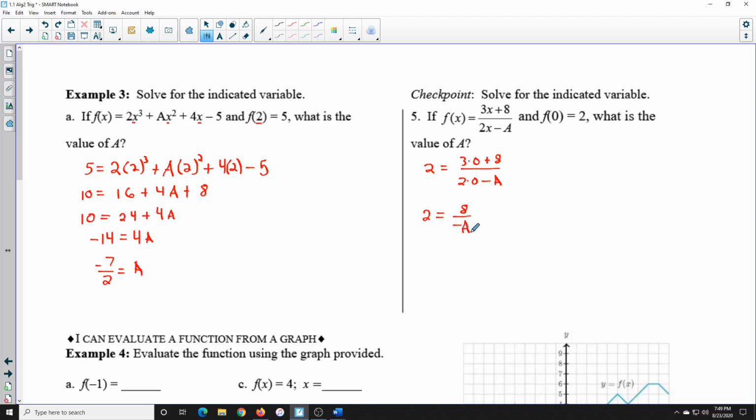So what we want to do, and there is a shortcut which you'll see after we're all done, but I want to just multiply this like we normally would. If I was getting rid of this number, since it is dividing 8, I need to go ahead and multiply both sides by negative a. So we end up with 2 times negative a equals 8.